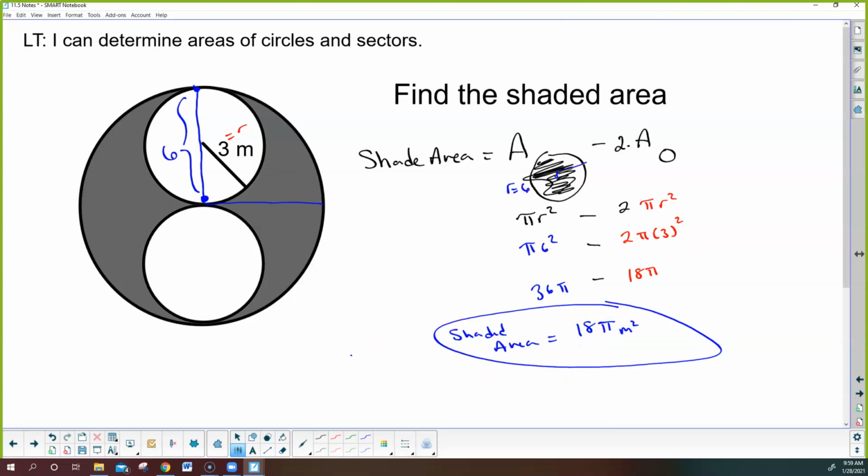And this is what we talked about as an exact answer, meaning you leave pi in there. You don't have to multiply by the pi button to get decimals. A lot of times it's really convenient, like this problem, just to leave it as pi.